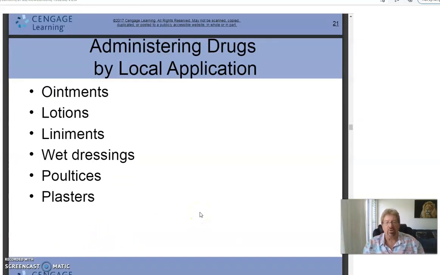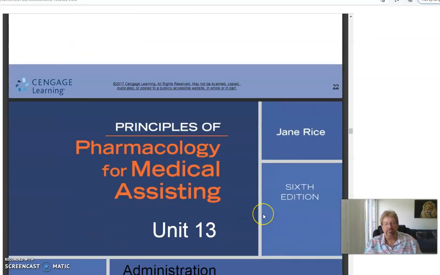Administering drugs by local application. It means rubbing on ointments, lotions, liniments, wet dressings, poultices, and plasters. Moving along.